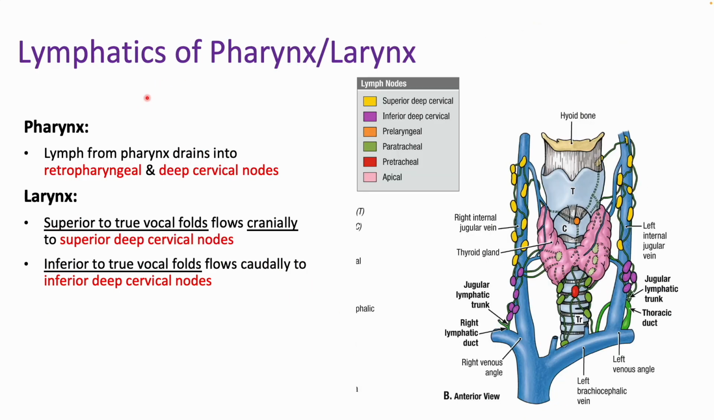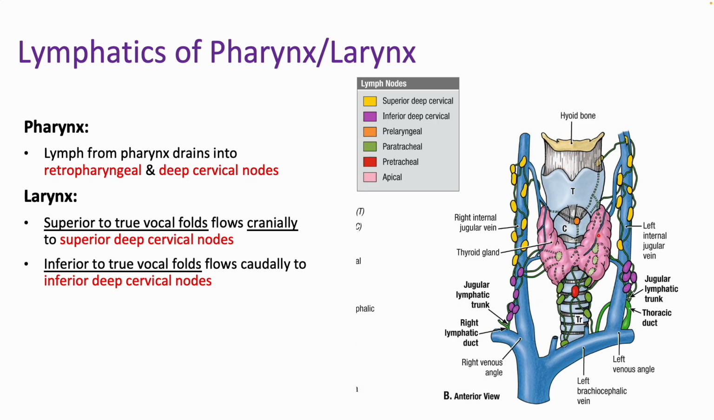Next, let's look at lymphatics of the pharynx and larynx. And so again, not too much to look at here, but a couple important factors to remember. With our pharynx, lymph is going to drain into the retropharyngeal and deep cervical nodes. And I put a picture here just to outline all the lymph nodes that we have here, with this being an anterior view of our larynx, and our pharynx would be behind that.